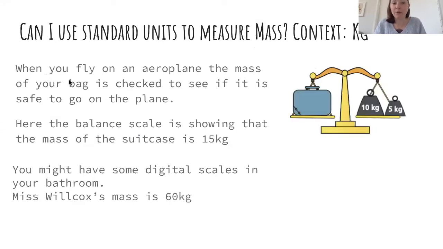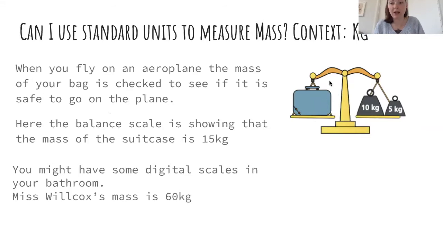Okay, when you fly on an aeroplane, obviously we haven't been doing that for a while, the mass of your bag is checked to see if it's safe to go on the plane. So remember, you lift it up onto the little conveyor belt thing, and the person behind the desk checks to see how heavy or light your bag is, because there's a weight limit on planes to make sure that it's safe. And so here's a suitcase, it's on the balance scale.